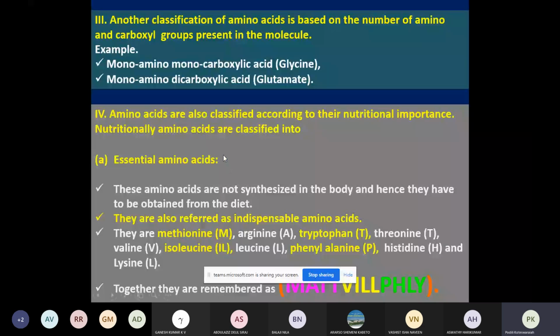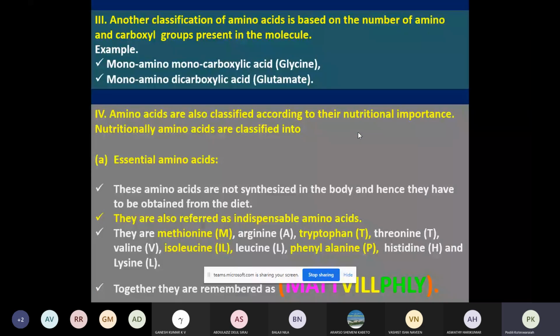One is monoamino monocarboxylic acid. For example, all neutral amino acids have only one carboxyl group and one amino group, and monoamino dicarboxylic acids, in the sense they have one amino group and two carboxyl groups, like glutamic acid, aspartic acid, and so on. And the third classification is based on their nutritional importance. Based on their nutritional importance, these amino acids are classified into essential and non-essential amino acids.